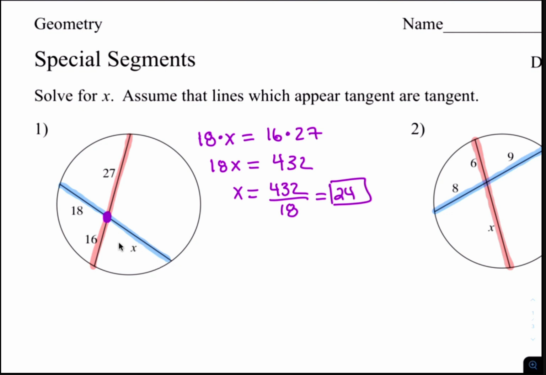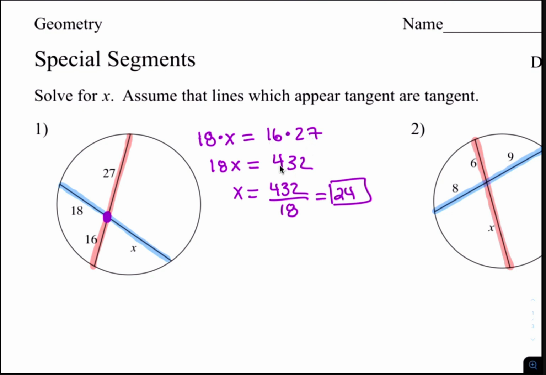The way this works is we have to use the rule that when two lines are crossing each other inside a circle, the product of the two blue segments is equal to the product of the two red segments. So this first blue segment is 18 and the other segment is X. So 18 times X is equal to 16 times 27. So that's going to be our first equation here. 18 times X equals 16 times 27.